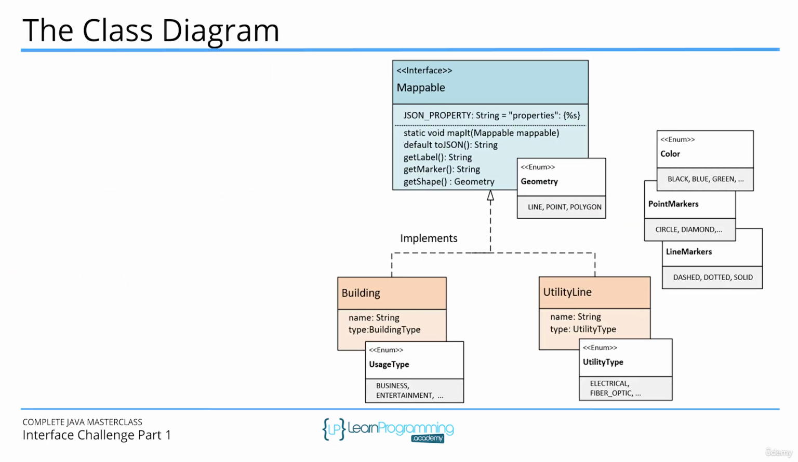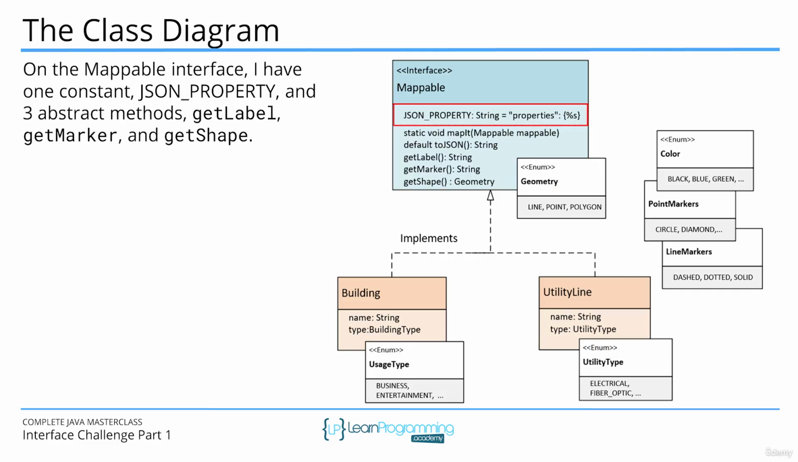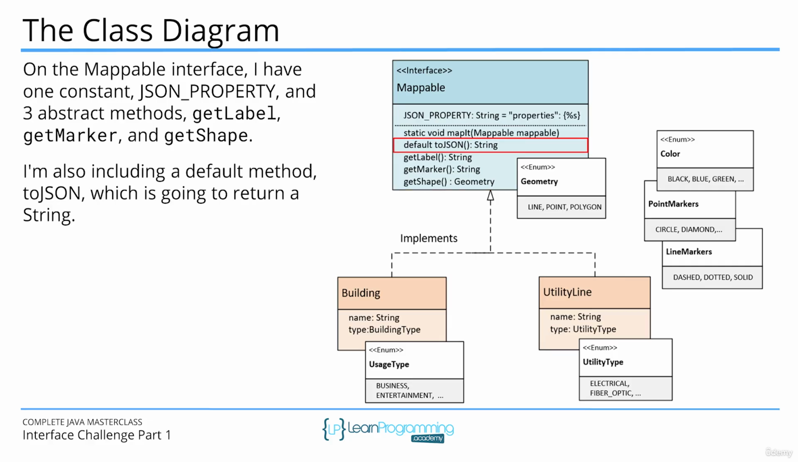Here is one solution. On the mappable interface I have one constant, JSON_property, and three abstract methods, getLabel, getMarker, and getShape. I'm also including a default method toJSON, which is going to return a string. This will be a combination of the geometry type, the icon, and the labels printed appropriately for the JSON format. This is the attribute name in quotes, followed by a colon, followed by the attribute value, also in quotes. This method will get called from the static mapIt method, which takes a mappable argument.